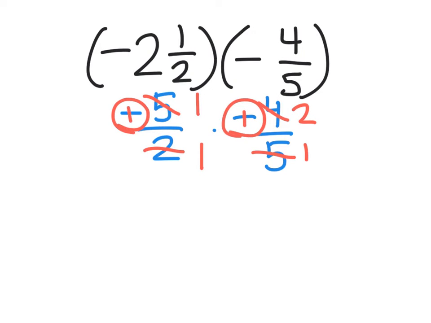Negative times negative is positive. Therefore, my numerator will be 1 times 2 is 2. Denominator is 1 times 1 is 1. So 2 over 1, or just 2.